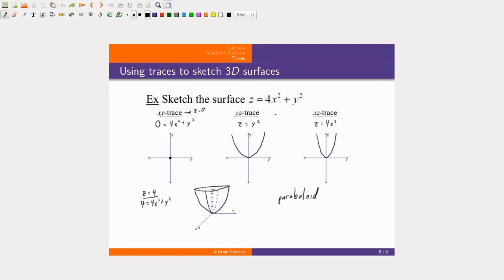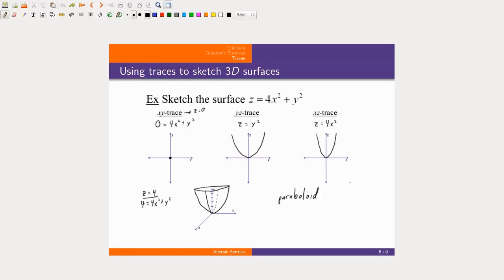Next, we'll look at the yz trace. That is, we'll look at what the surface looks like in the yz plane. In order to do that, we're going to set the x variable equal to 0, leaving us with the equation z equals y squared. This is simply the equation of a parabola, as shown in the diagram. Finally, we're going to look at what this surface looks like in the xz plane. In order to do that, we're going to set the y variable equal to 0. That's going to leave us with the equation z equals 4x squared. This again is going to sketch a parabola in the xz plane. However, this parabola is going to be narrower or have a higher slope than the parabola in the yz plane.